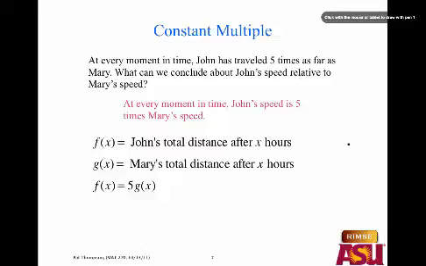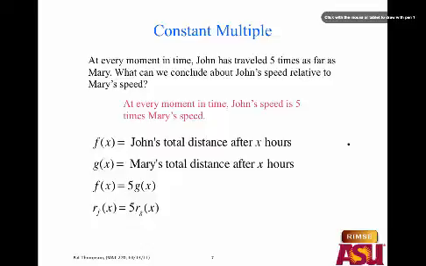Philip, you want? What's that? 5 times first begins to be 5x. The speed. So the x is the speed. So the f of x is the distance. What is the speed? Right. Speed is rate of change of distance. So this now expresses that John's rate of change of distance or speed is 5 times Mary's rate of change of distance or her speed.